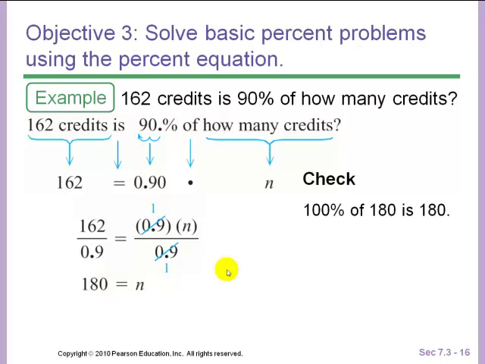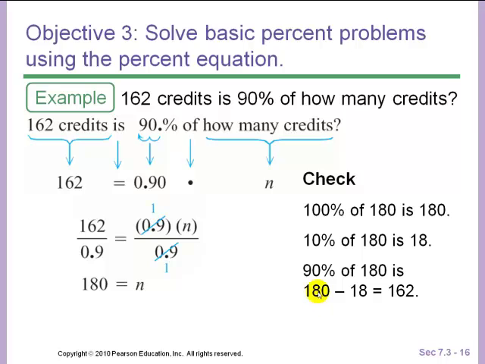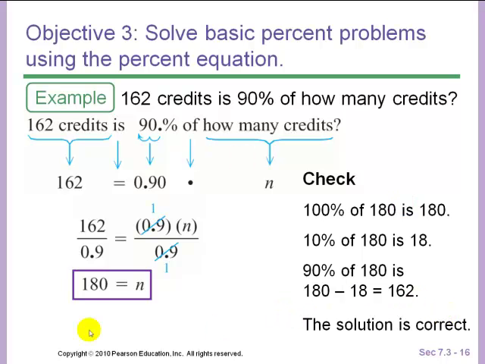Again, you can check this. 100% of 180 is 180. 10% of 180 is 18. Since 90% is 100% minus 10%, 90% would be 180 minus 18, which is 162. So our answer is correct.